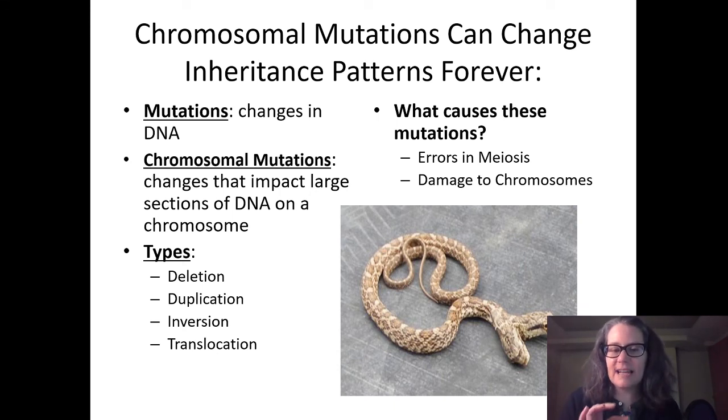These are changes that impact large sections of DNA on a chromosome, but there are some smaller ones as well, like point mutations and frame shifts. Sickle cell is an example of this, where there's a one-letter mistake, deletions, duplications, etc. that happen. And with chromosomal mutations, you're deleting, duplicating, inverting, and translocating large sections of a chromosome. So I want to walk you through these types of mutations that change our genome forever.